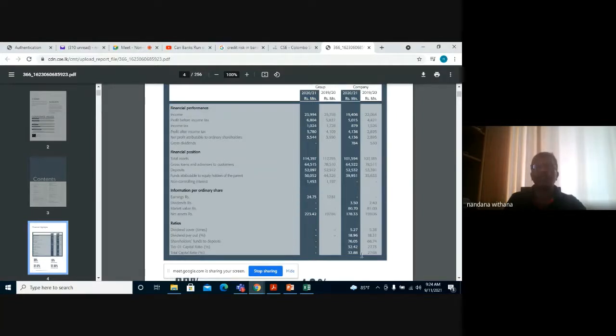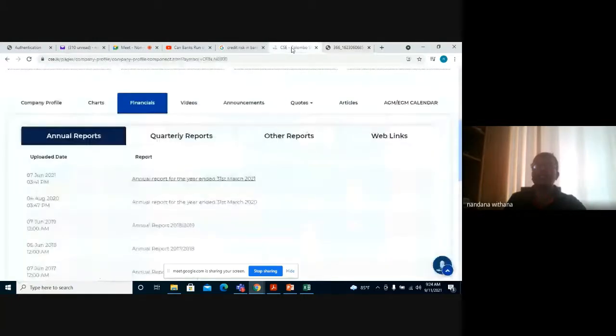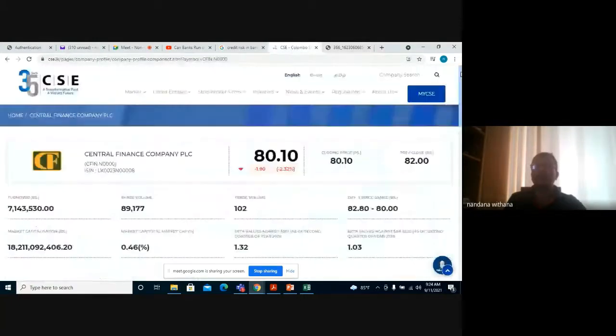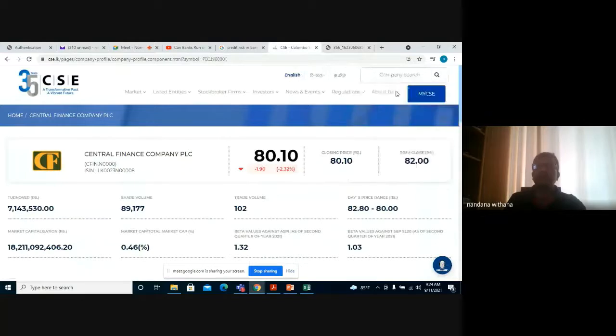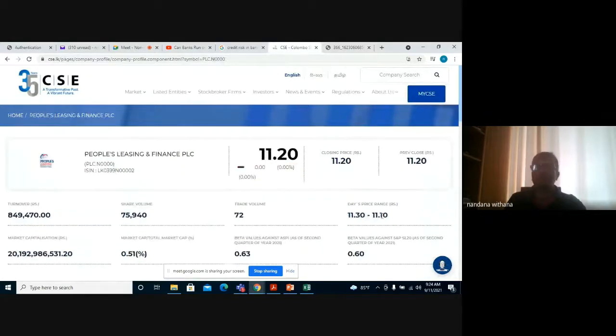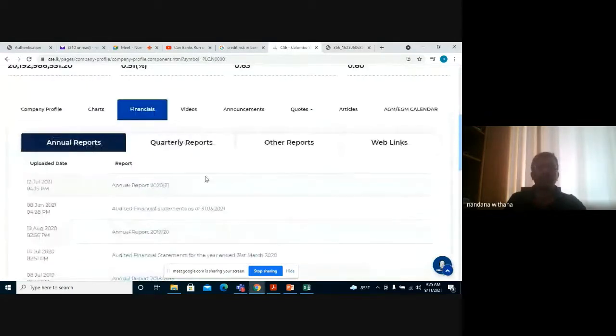Okay. So this is capital adequacy wise extremely safe. We'll compare that with another finance company. Let's say we'll take LB. So we'll take another one, let's say PLC. Okay. Now this is what you must be doing.